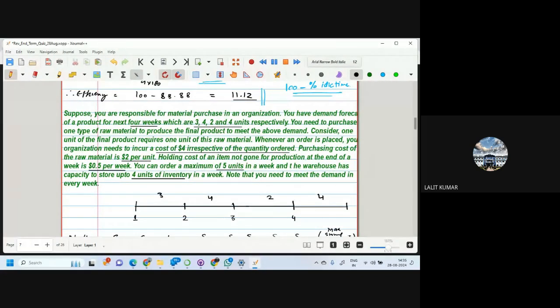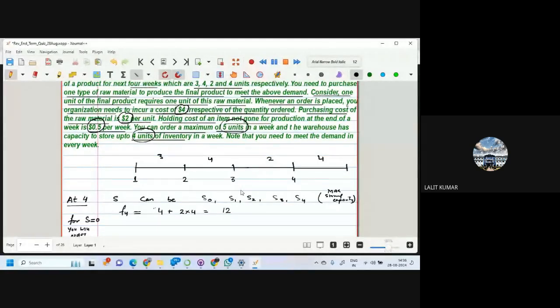These are the demands. You need to purchase one type of raw material to produce the final product to meet the above demand. Consider 1 unit of the final product requires 1 unit of this raw material. Whenever an order is placed, your organization needs to incur a cost of $4 irrespective of the quantity. This is a fixed cost. Purchasing cost of the raw material is 2 per unit. This is variable cost. Holding cost of an item not gone for production at the end of a week is 5 cents per week. You can order a maximum of 5 units in a week, and the warehouse has a capacity to store only 4 units of inventory.